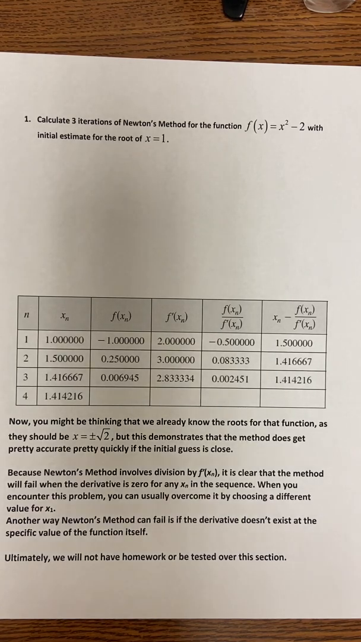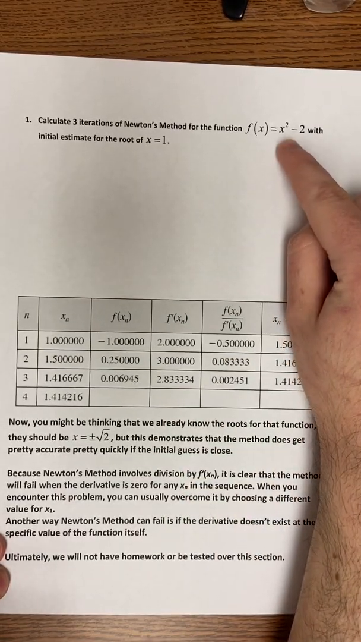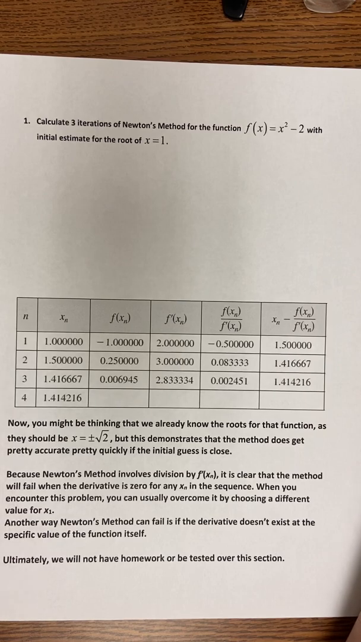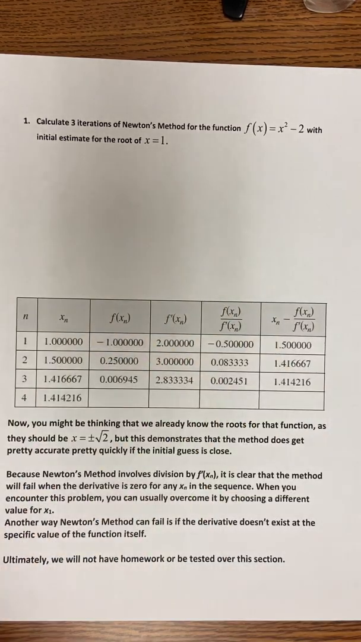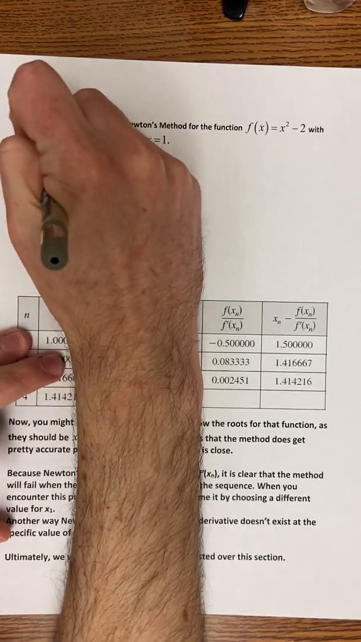So calculate 3 iterations of Newton's method for the function x squared minus 2 with initial estimate of the root x equals 1. Now we know that this root is going to be plus or minus the square root of 2 because we could solve it if we set it equal to 0. But let's see how Newton's method works. My initial guess x1 is 1.